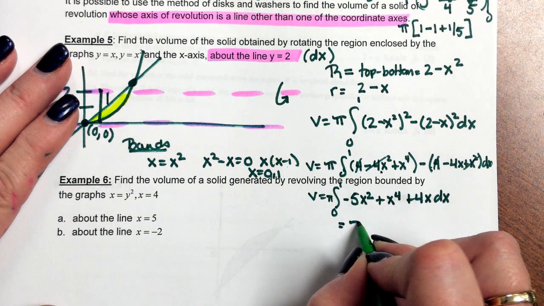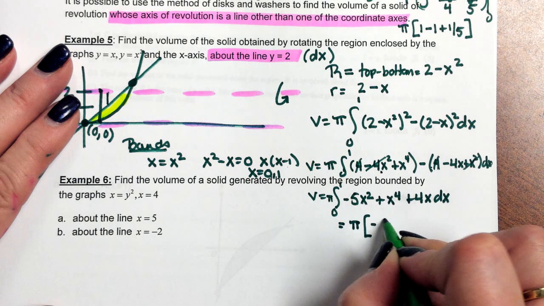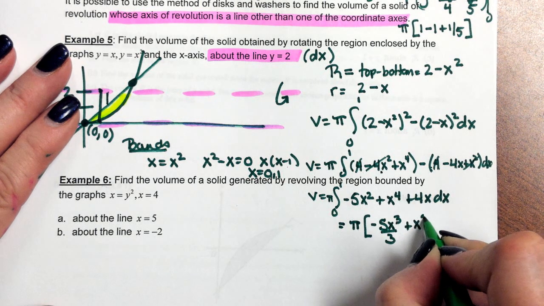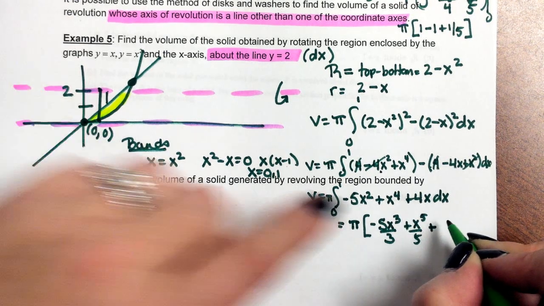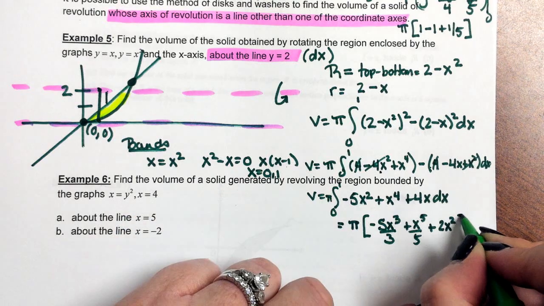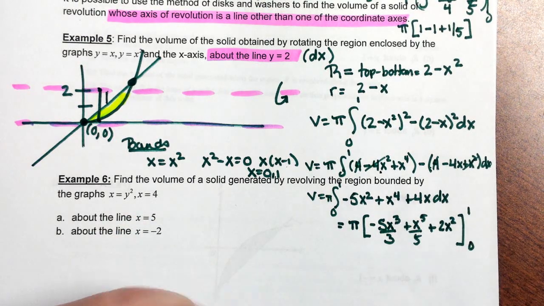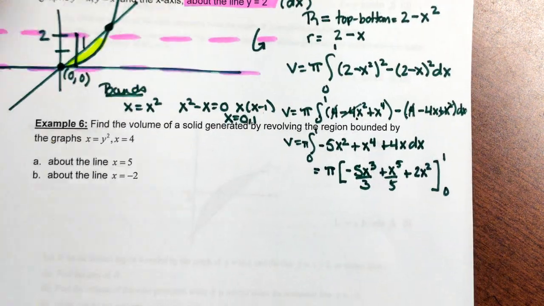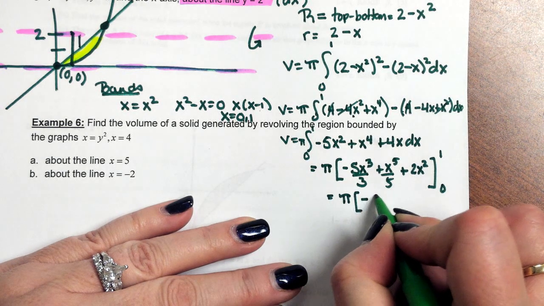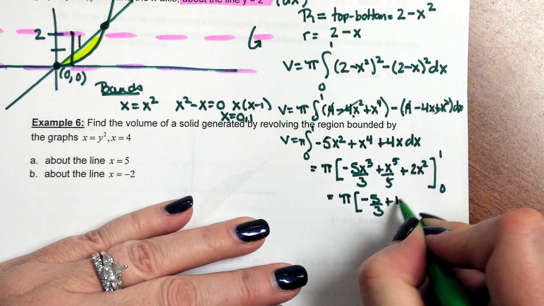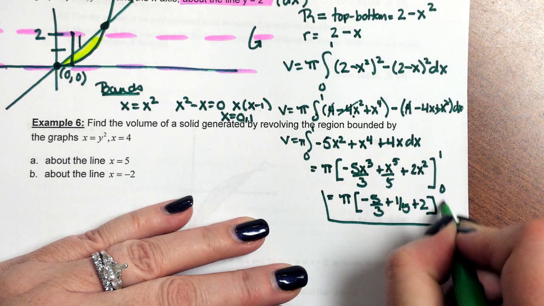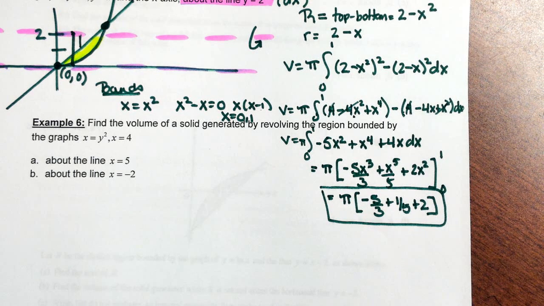Now I can integrate. That's going to give me negative 5x to the 3rd over 3, plus x to the 5th over 5, plus 4x squared over 2, which is going to give me 2x squared. And again, I'll evaluate this from 0 to 1. So that's going to give me pi times negative 5/3 plus 1/5 plus 2. And again, on a free response question, you can leave it alone.